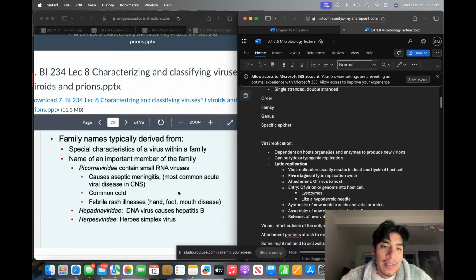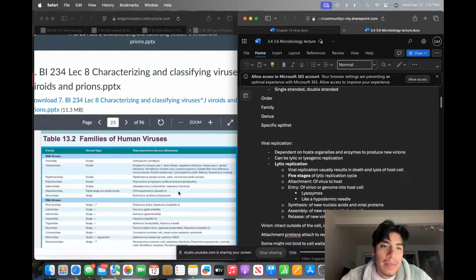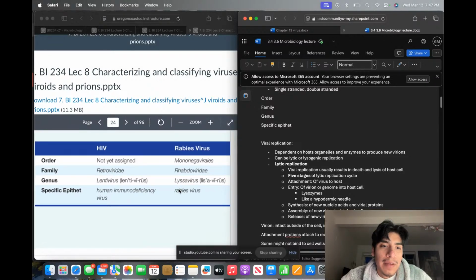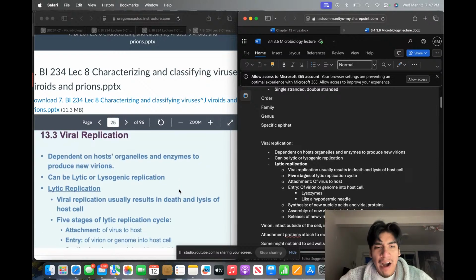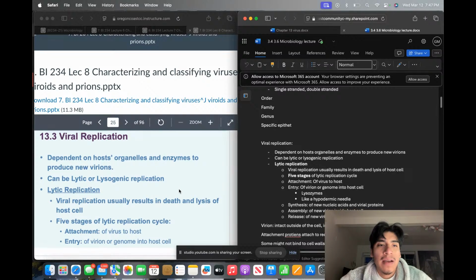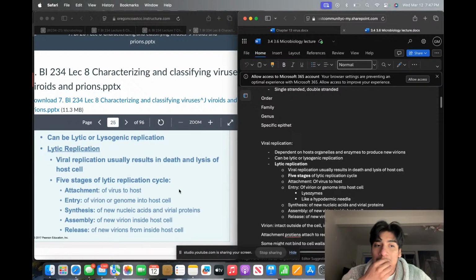So here we have, I just kind of went over this, so we'll skip that. Here we have some families. Don't worry about it. Order, family, genus. HIV has not been assigned one yet just because there's not enough information. Viral replication. All right. Dependent on host organelles and enzymes to produce new virions. So in order for a virus to replicate, it's depending on the host organelles. So it can be lytic or lysogenic replication. It's a good thing we're going over this because I don't remember this at all. Lytic replication.